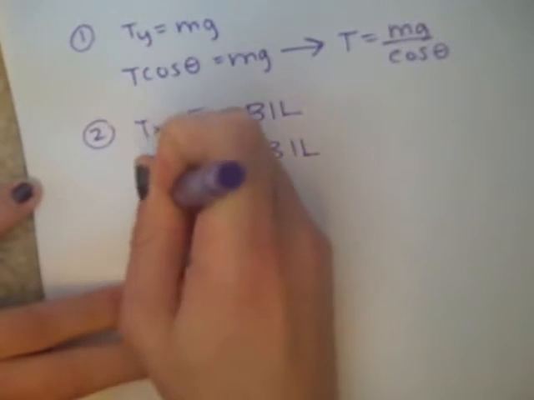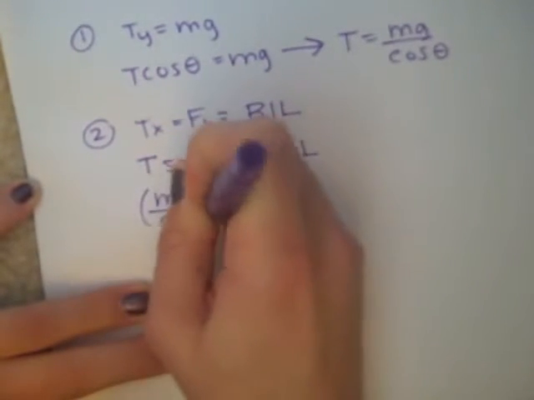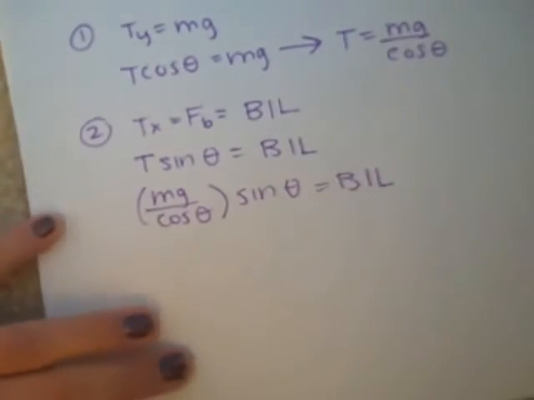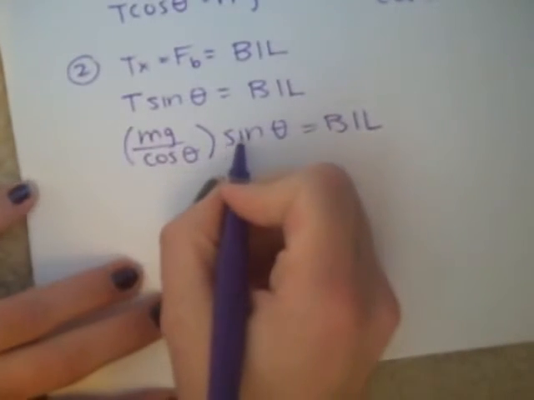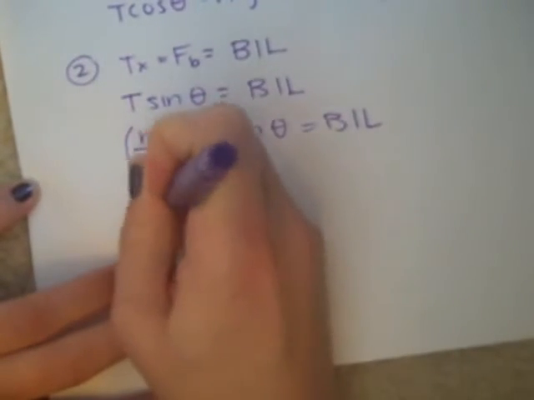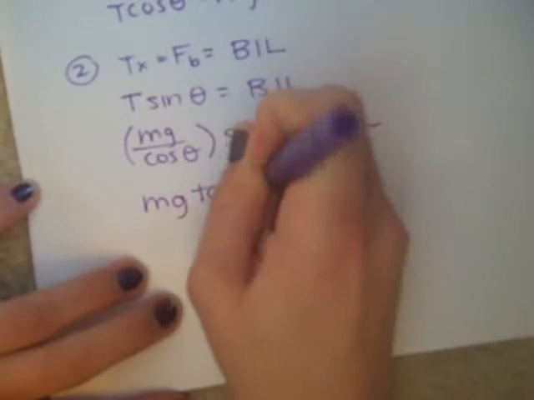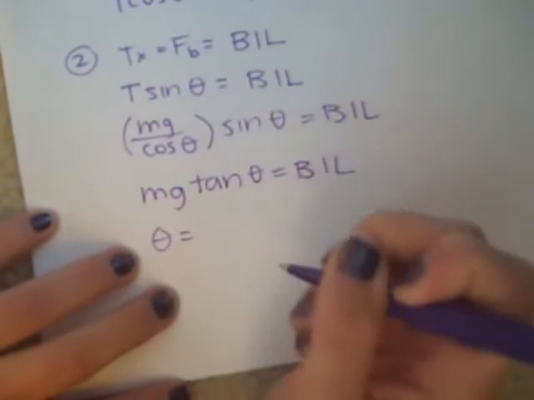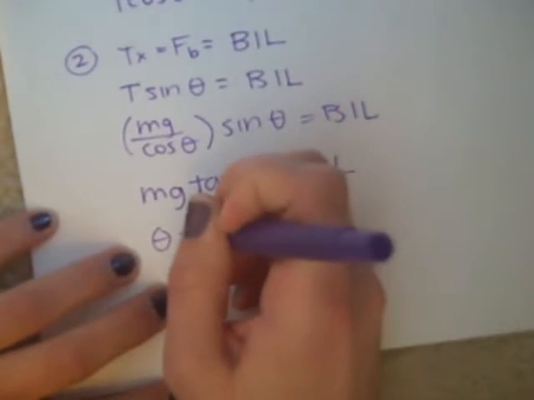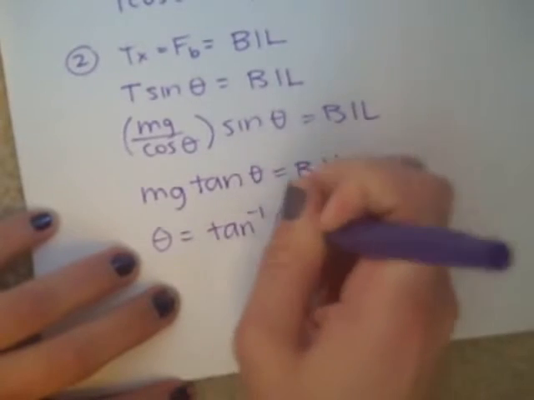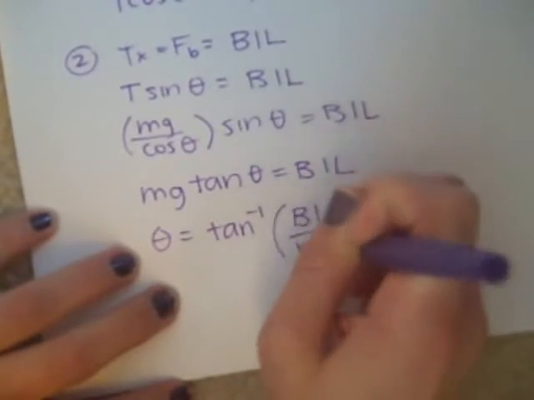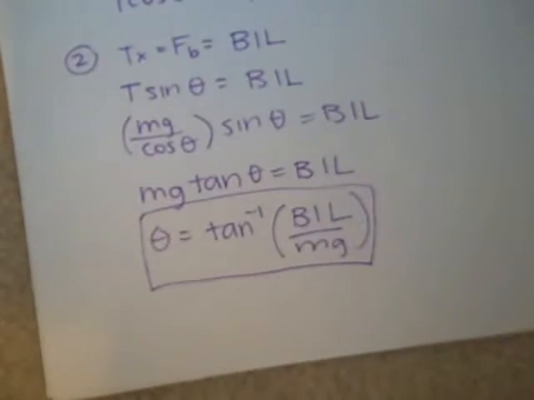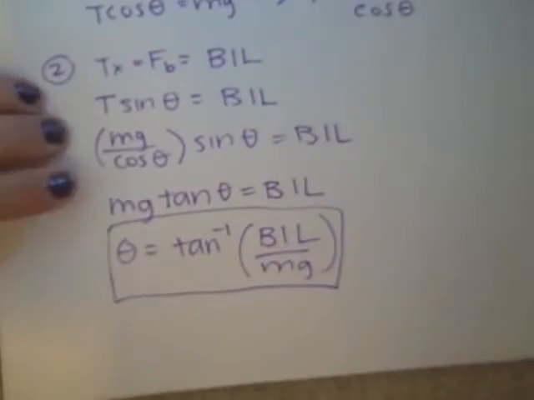So plugging that in, we get mg divided by the cosine of theta times the sine of theta equals B times I times L. And knowing your trig functions, sine over cosine is the same thing as tangent. So you get mg times the tangent of theta equals BIL. And finally, you can solve for theta to be the inverse tan of BIL divided by M times G. And you could have technically done that in one step, just using your tangent function if you wanted to.